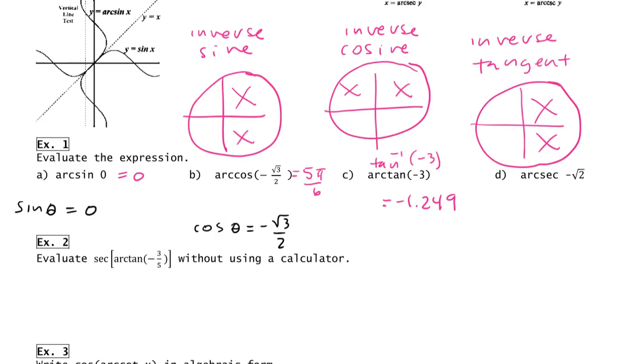Okay, and then the next one, arc secant. Let's change that. We can look at arc cosine instead. So let's go ahead and rewrite this as arc cosine.